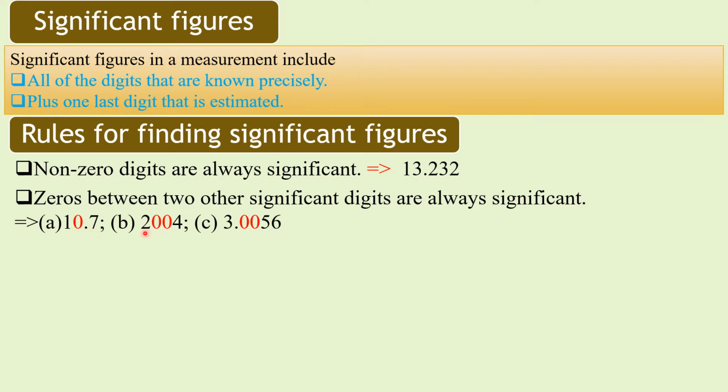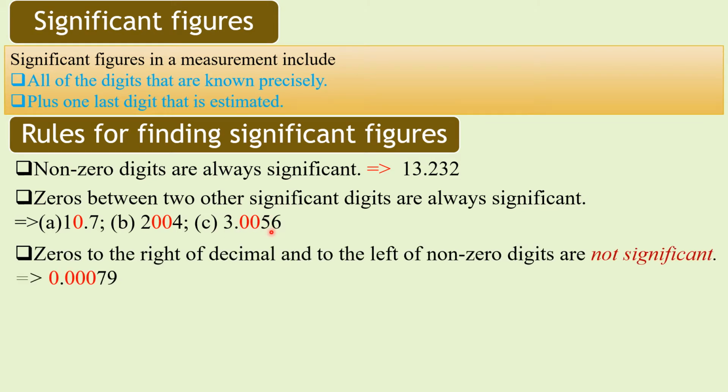In 2004, zeros are in between 2 and 4, and 2 and 4 are non-zero digits. They are significant figures. So these zeros in between two significant figures are also counted as significant digits. Hence in 2004 there are 4 significant figures. In 3.0056 there are 5 significant figures because zeros are in between significant figures.